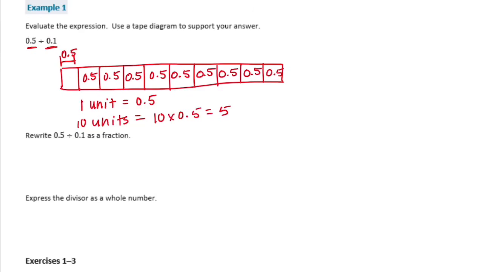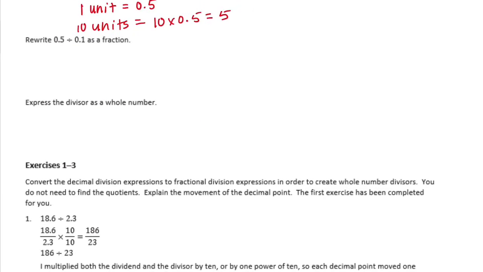Rewrite 0 and 5/10 divided by 0 and 1/10 as a fraction. So we're just going to write it as a fraction. 5/10 divided by 1/10. Express the divisor as a whole number. So remember, the divisor is the second number that we're dividing by. So this one, that's the divisor. So we have 5/10 divided by 1/10, and we want the divisor to be a whole number.